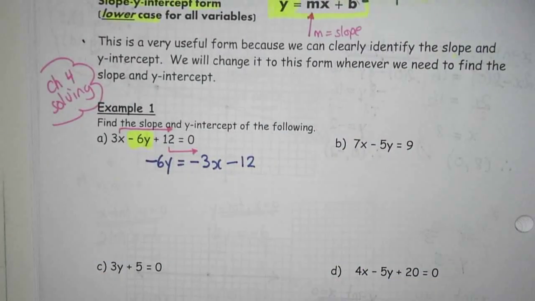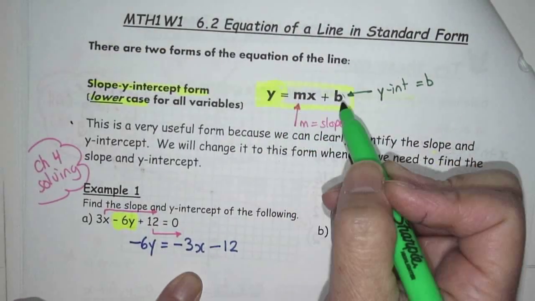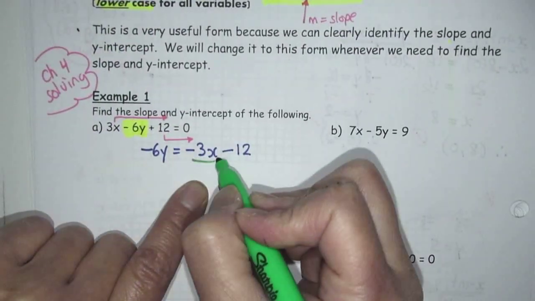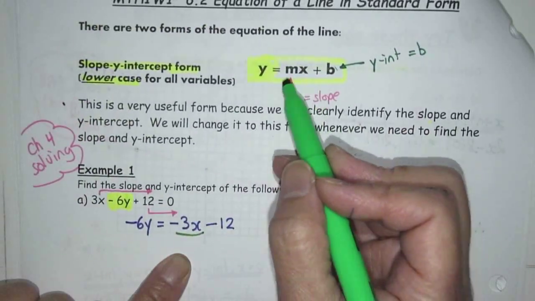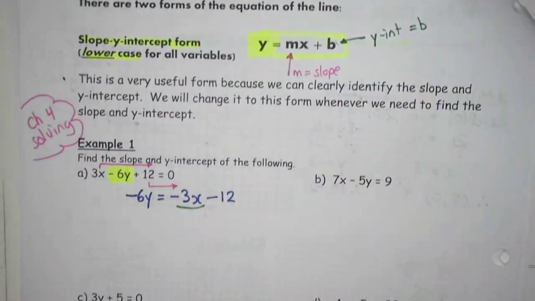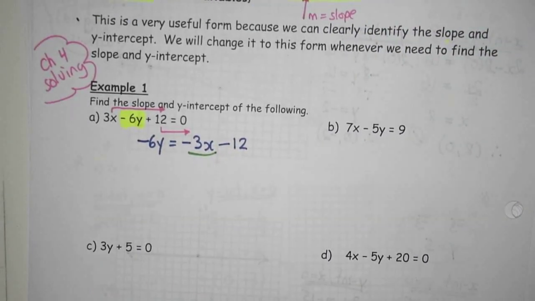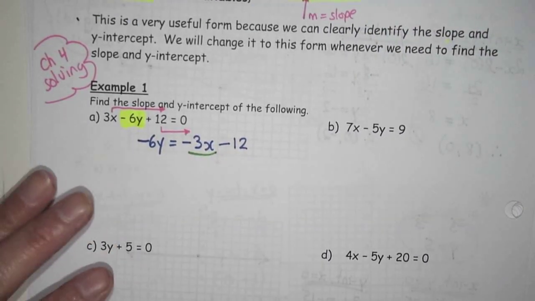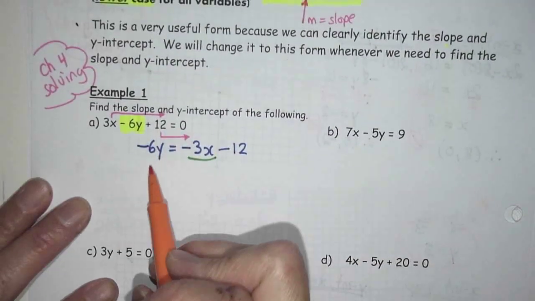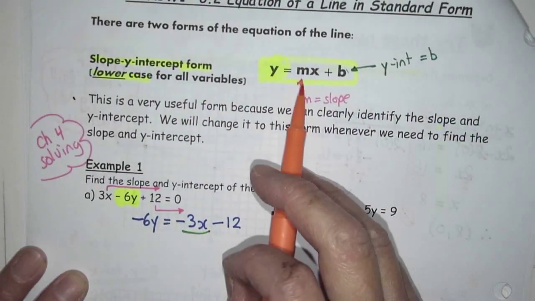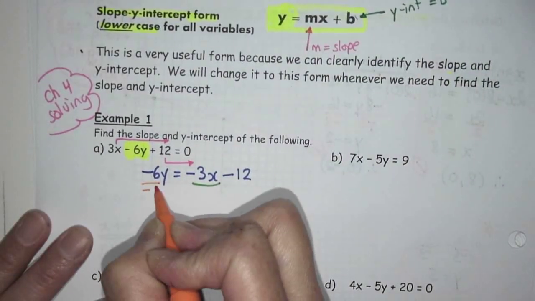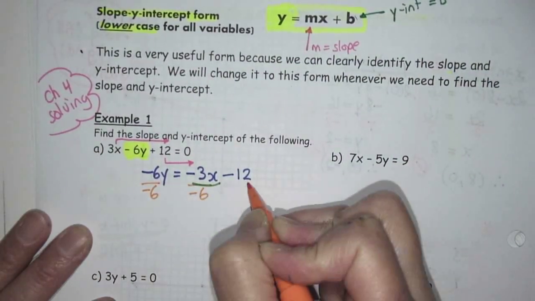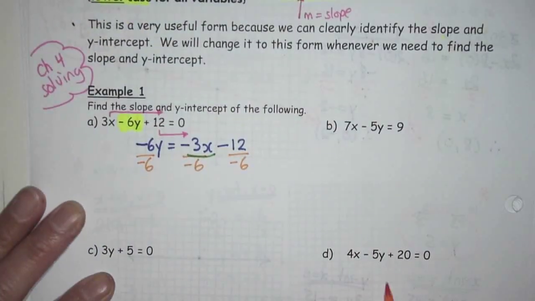I do want the order to be like this, x and then number. See how I've got the x variable and then the number, so I can match this. I'm trying to match it. This is what our goal is in this section, to match it. So then it's almost matching y equals mx plus b, except it's not y, it's negative 6y. So then we're going to divide each one of these separately by negative 6.